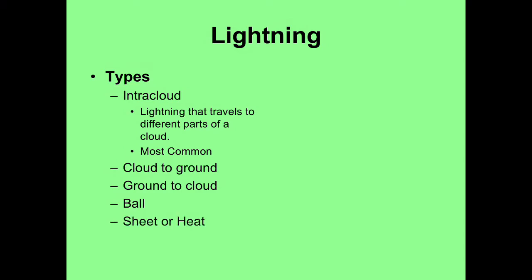And sheet or heat lightning. Those are the kind of lightning you see in the distance. The sky flashes, but it may be clear out. We call that heat lightning. Still lightning, it's just very far away.